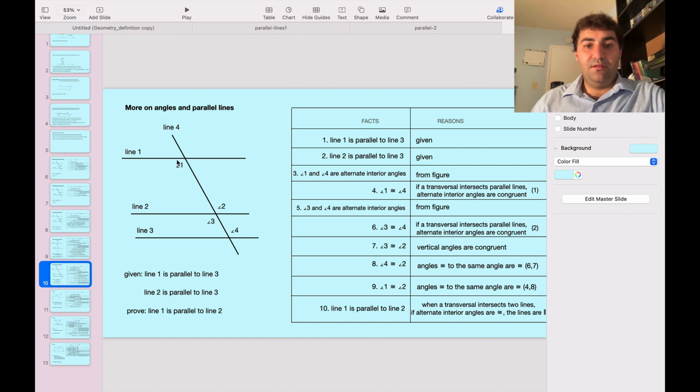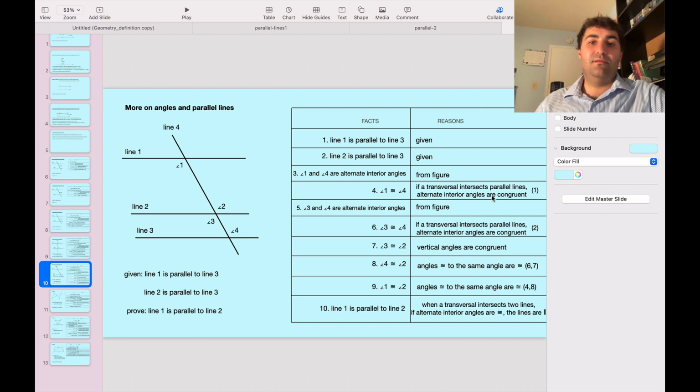And if we look at angle 1 and angle 2, they're alternate interior angles for line 1 and line 2, because they're both in the interior region and on the opposite side of this transversal line 4. So we know that line 1 is parallel to line 2. So we use the justification we used in the last video. When a transversal intersects two lines, if alternate interior angles are congruent, then the lines are parallel.